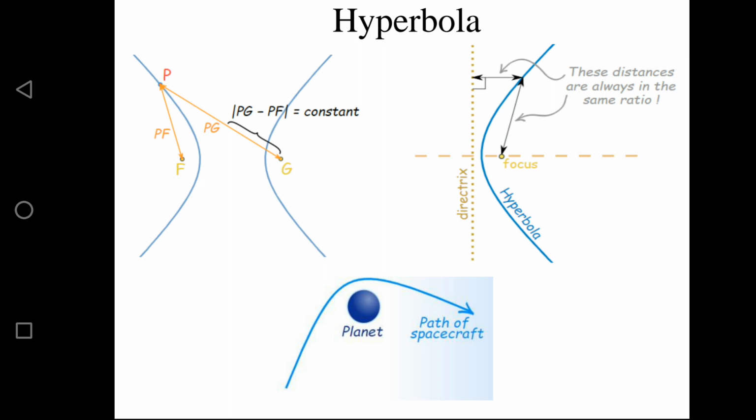So that is the hyperbola. Let me give an exact example: consider a planet and the path of a spacecraft, like the Martian orbiter MOM. When we send a spacecraft to orbit a planet, it is not going to go directly. It is going to follow a path in the shape of a hyperbola. That is one example of a hyperbola.